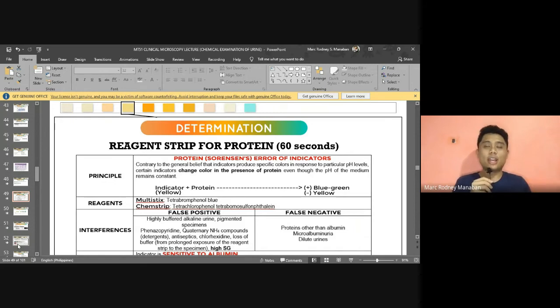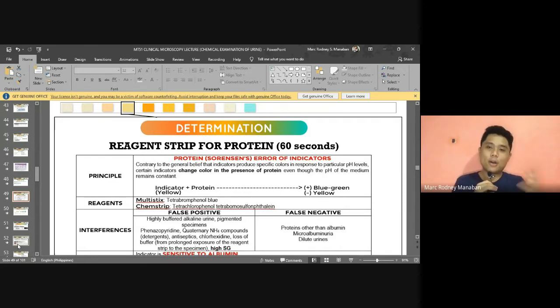This pad is maintained at a constant pH of 3.0, an acidic buffer. In the absence of protein, the color will remain yellow. But in the presence of protein, it changes color, because protein is a hydrogen acceptor. It takes hydrogen from your indicator, so the color changes. At this pH, the indicator should keep its color, but since protein took away the H+ ions, the indicator is in error and its function is wrong. That's why it's called protein error of indicators.